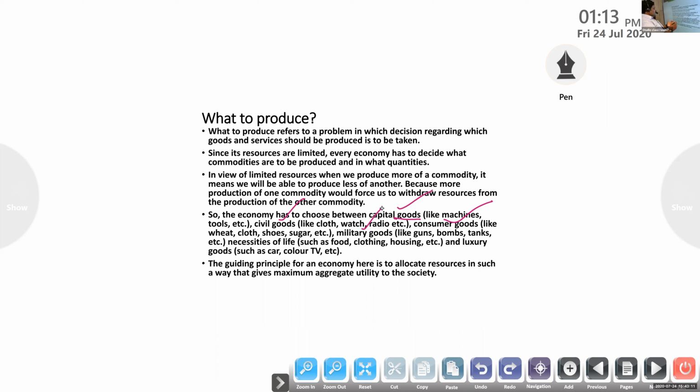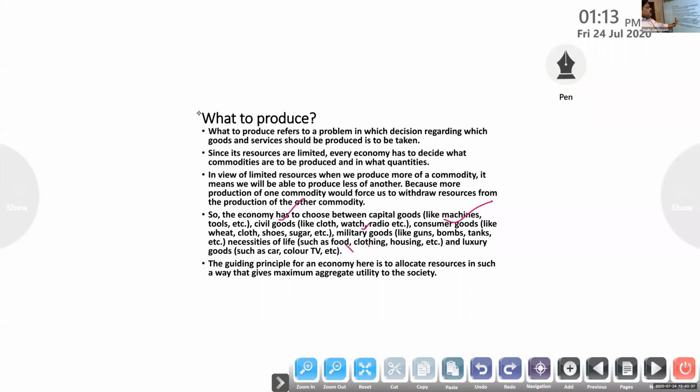Necessities such as food, clothing, housing. Okay, so there are always choices for the people. As per the need of the society and the country, the producers will think about what to produce. There are a number of choices. What are they? Capital goods. What do you mean by capital goods? Machines and tools, etc. These come under capital goods, which we basically use to produce something new.